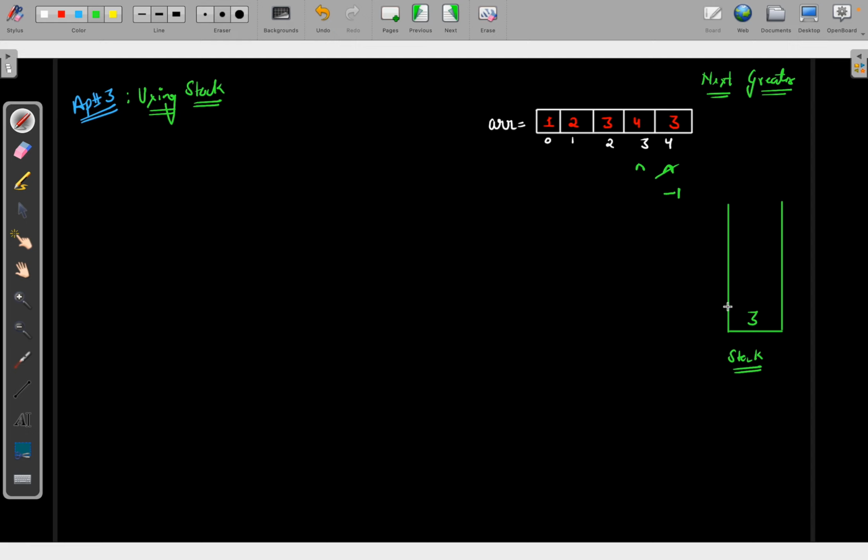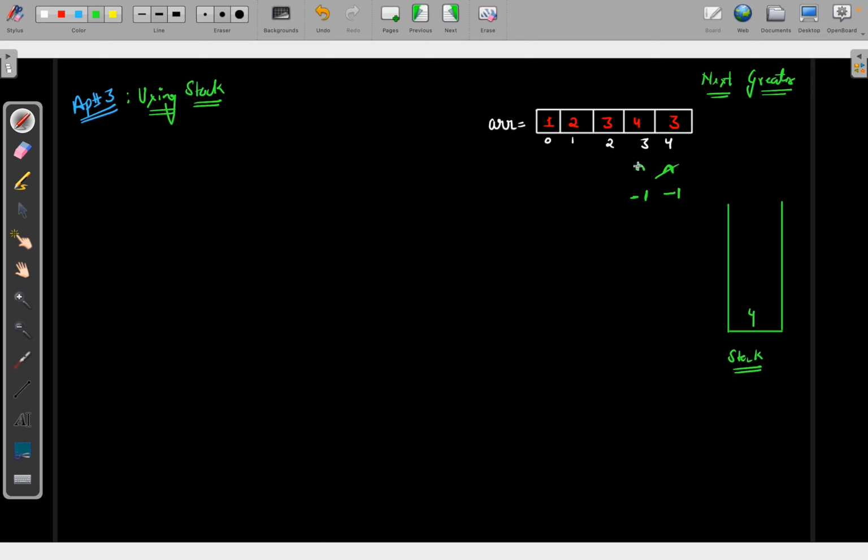Now, is there any element that is greater than 4 on the right side? What you will do is find out in the stack. Is the stack empty? No, it is not. So if the stack element is greater than 4? No, it is not. So you will say, I want greater elements only on the stack. So you will remove it, and now the stack is empty, so you will say -1. And before moving ahead, you will put 4 into it because that can be a next greater for the next element.